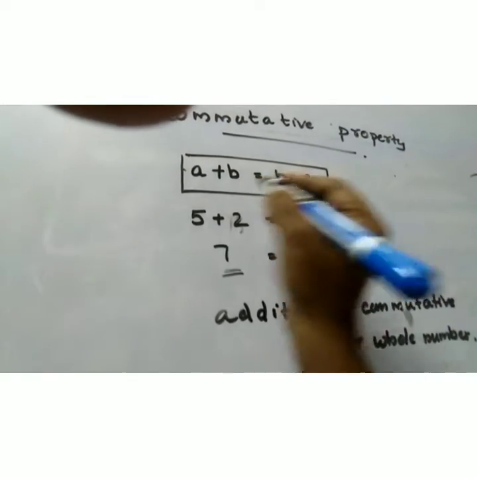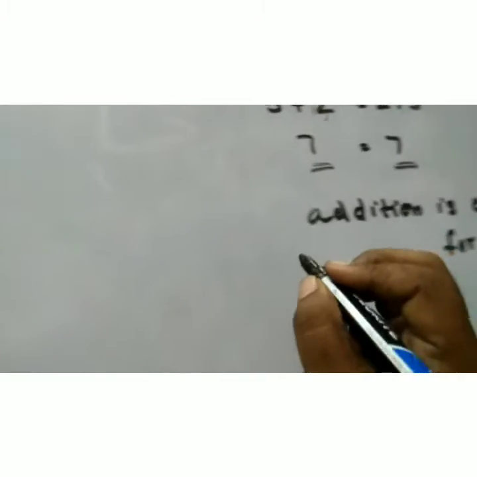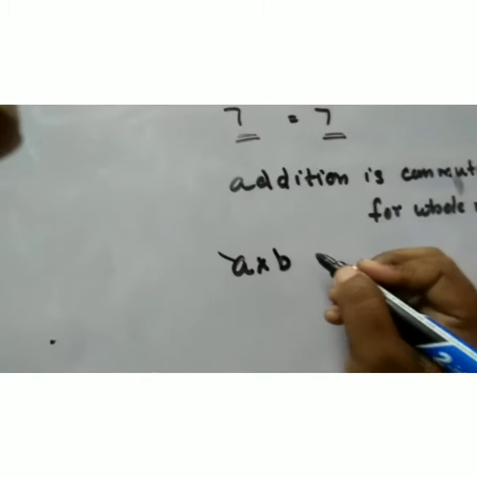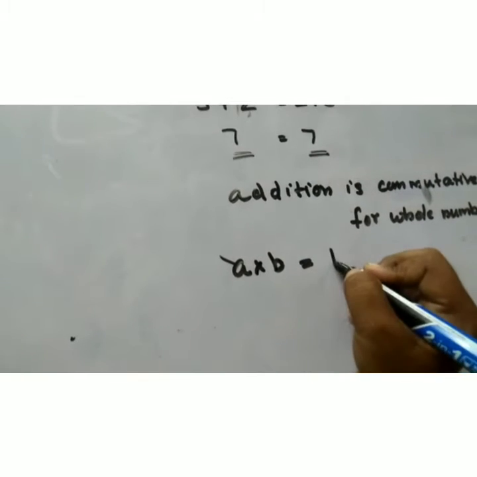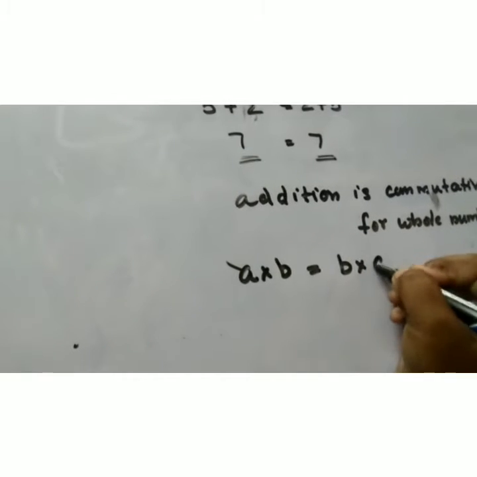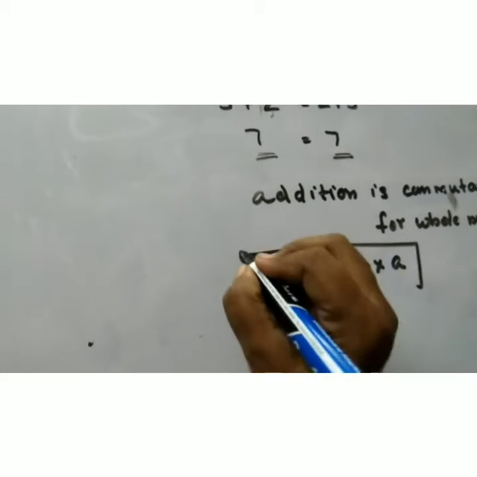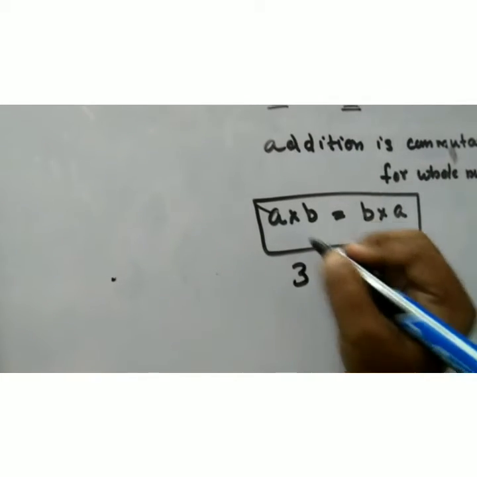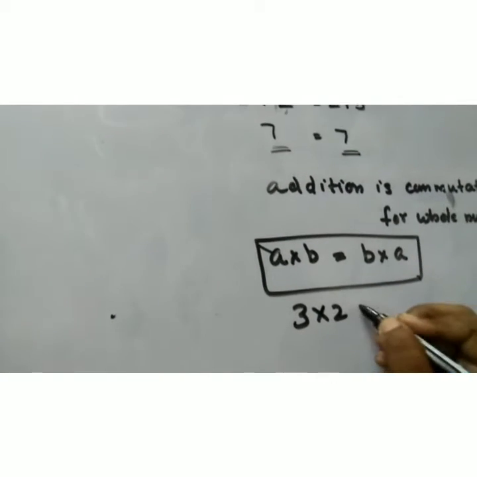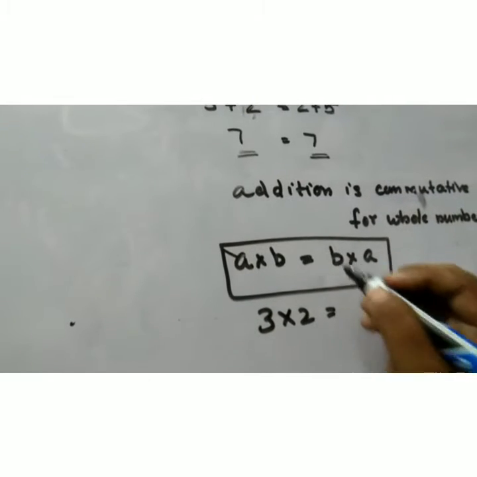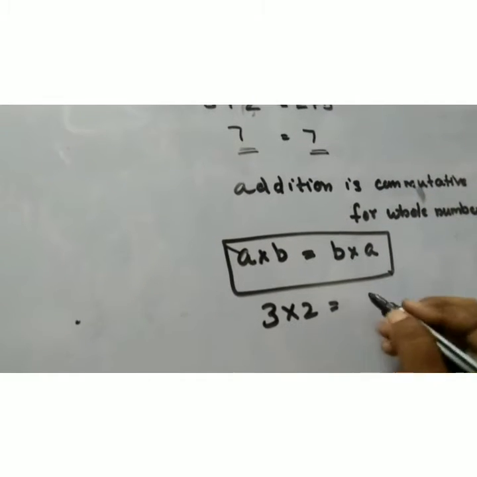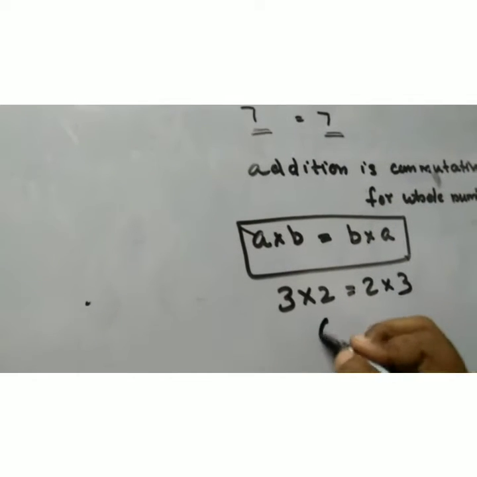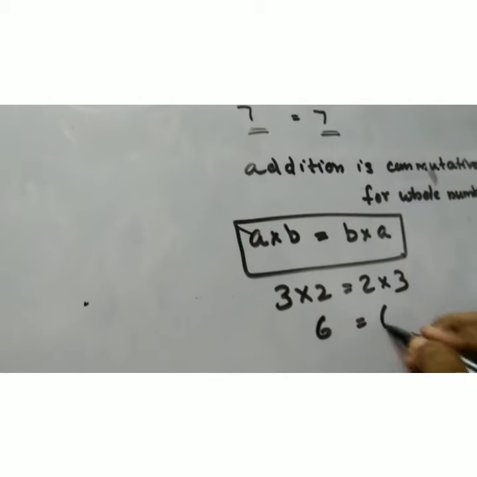Okay, then next, A into B is equal to B into A. That means if A is 3 and B is 2, it is equal to B is 2, then A is 3. That means 3 into 2 is equal to 6, and 2 into 3 equals 6.